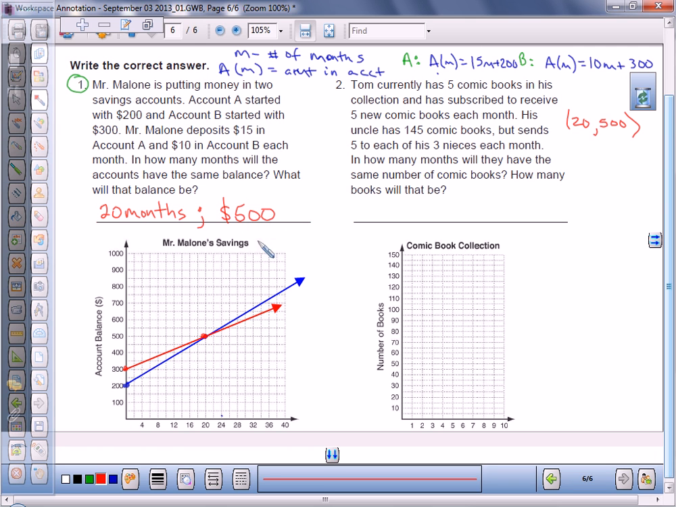Yes, ma'am. All right, your homework is out of this Explorations workbook. It is on page 101 and 102. On 101, you're to do numbers 2 through 5. On 102, you're to do numbers 2 through 6.